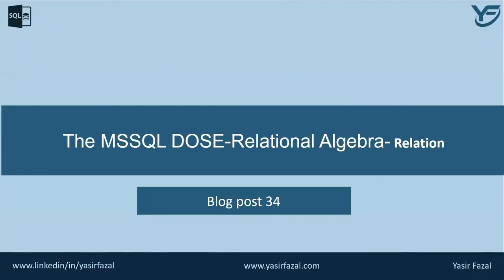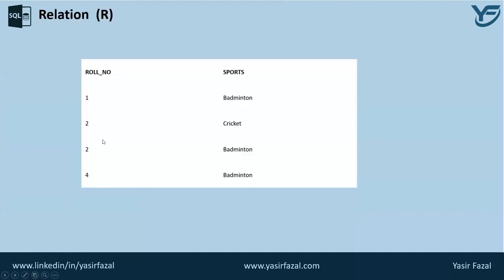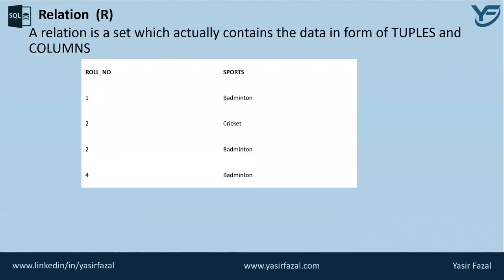And in this blog post, I'm going to discuss the relation in relational algebra. So let us start. First of all, the question that normally comes to our mind is, what is a relation? Basically, a relation is a set which contains the data in the form of tuples and columns. Here I have used two terms, tuple and column.